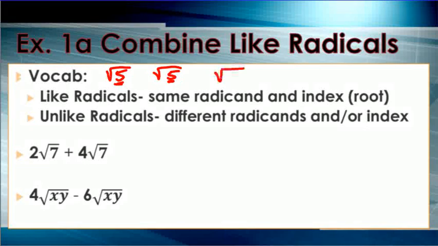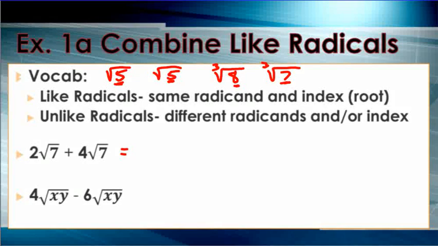Or if I had the cubed root, that's the index or the root, the cubed root of 8 and the cubed root of 7, they are not like, because the radicand is different. So like radicands, you have the same radicand. Like radicals, you have the same radicand and index. Unlike radicals have different radicands or index.